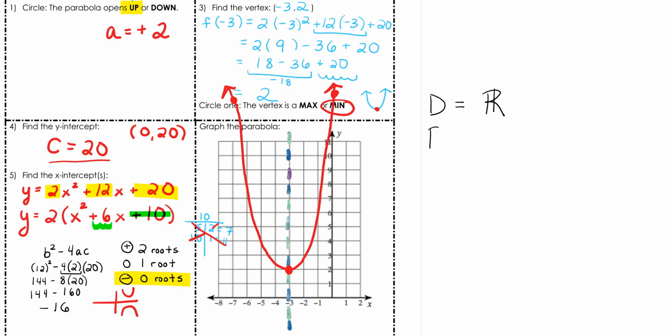And then the range, our y values. It looks like our lowest y value is here at 2. And then the graph continues going upwards, so we can go anything higher than 2. So to write that, we're going to do y is greater than or equal to a positive 2. All right, let's go on to our last problem.